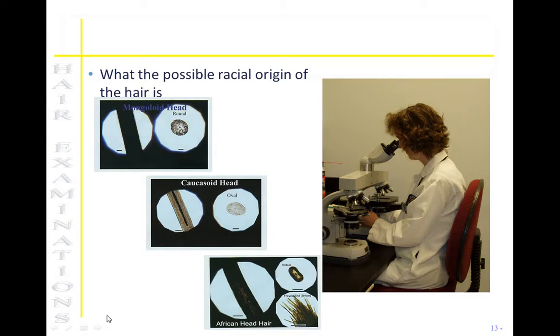The curling of the shaft will also vary, but in addition to this, make note of the cross-sectional shapes of the hairs themselves. The Mongoloid or Asian hair tends to be very round, where Caucasian or European is going to be slightly more oval in shape. And your Negroid or African American hair is going to be a lot more of an oblong shape, giving it its more curl to the hair shaft itself.